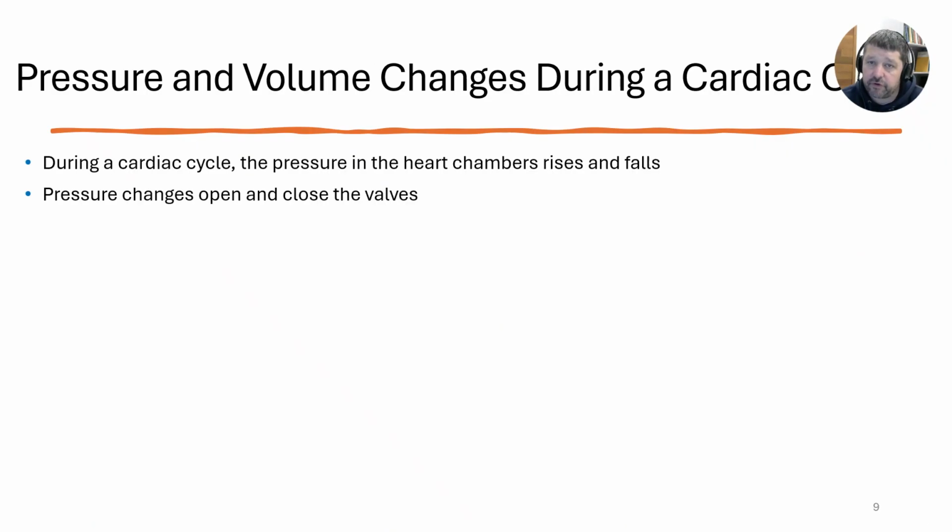All right, so how does pressure and volume change during a cardiac cycle? Pressure is what's really controlling a lot of the valves. The papillary muscles that you saw attached to the cuspid valves, the bicuspid, or mitral, valve and the tricuspid valve, are controlled by the electrical impulse generated from the heart. But the semilunar valves are more controlled by the pressure occurring in the ventricles.